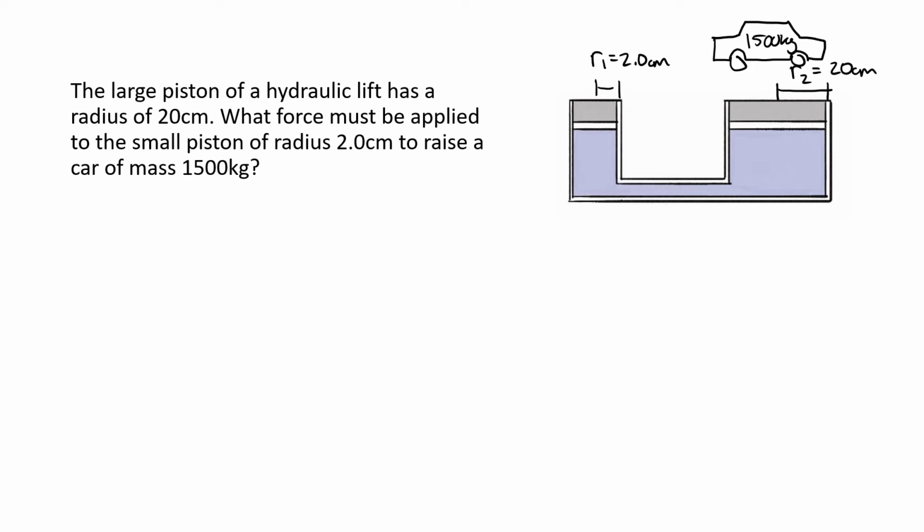And we can assume this is an incompressible fluid, so we can say that the pressure is equal everywhere inside of this system. So F1 over A1 equals F2 over A2. What we want to know is how much force do we apply on the small tube? How much force over here? So I'll put the arrow right here, and we're going to raise this car.